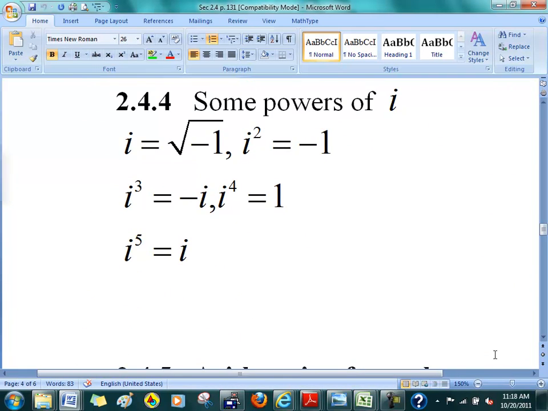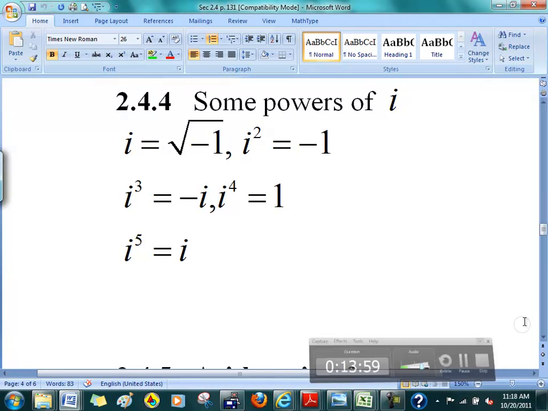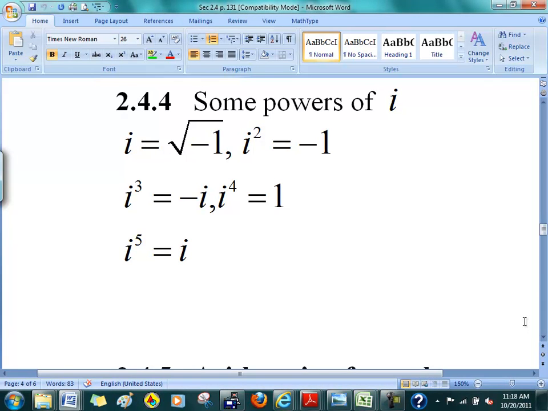Okay, so some powers of i. Please take a look at these numbers and make sure you understand the pattern in there, okay? Do you guys see the pattern? So i squared is minus 1, i to the 4 is 1. What do you think i to the 6 is? Negative 1, it's going to be alternating. Minus 1, 1, minus 1, 1, and so on.